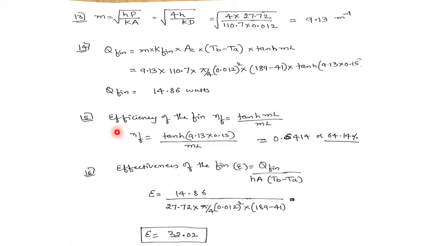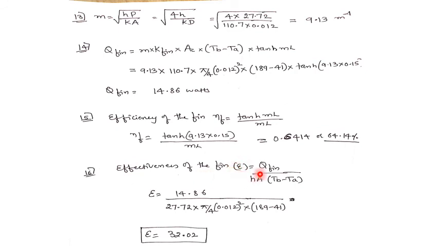So next we will calculate the efficiency of the fin. So efficiency of the fin is given by the formula tan hyperbolic mL divided by m into L. So tan hyperbolic m into L divided by m into L, I have substituted the values. So this is 0.6414, or efficiency of the fin is 64.14%.